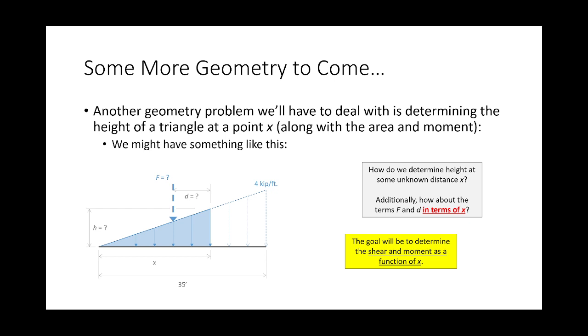So here we've got a little bit more geometry. Now I'll go ahead and tell you this one ratchets it up a little bit in terms of difficulty. There's going to be some X's and alphabet soup floating around in this problem. What I have here is a triangular load that goes from 0 to 4 kips per foot over a distance of 35 feet. I just made these numbers up.